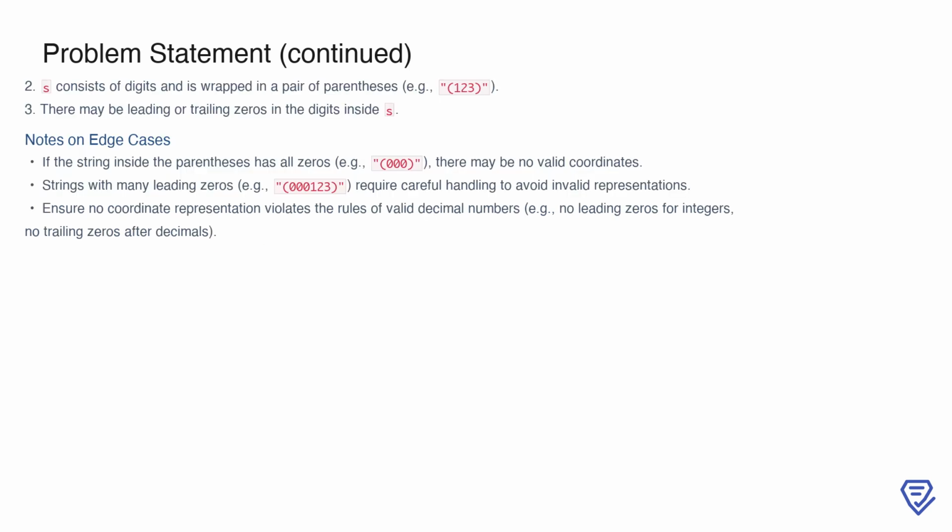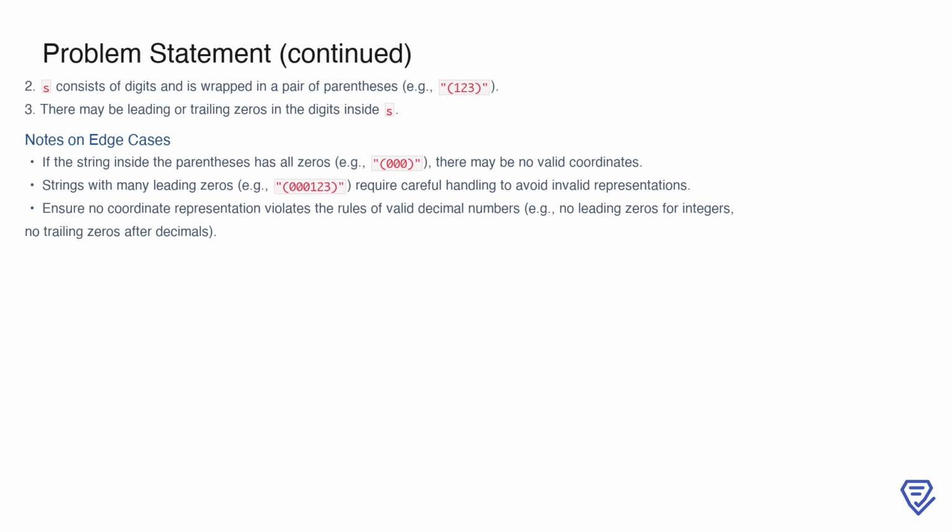Finally, let's discuss some constraints and edge cases. The length of the string S will always be between 4 and 12 characters, inclusive. The string is guaranteed to consist only of digits wrapped in a pair of parentheses, such as (123). When handling edge cases, consider strings with all zeros inside the parentheses, like (000). These may not produce any valid coordinates because the rules for valid decimal numbers would be violated.